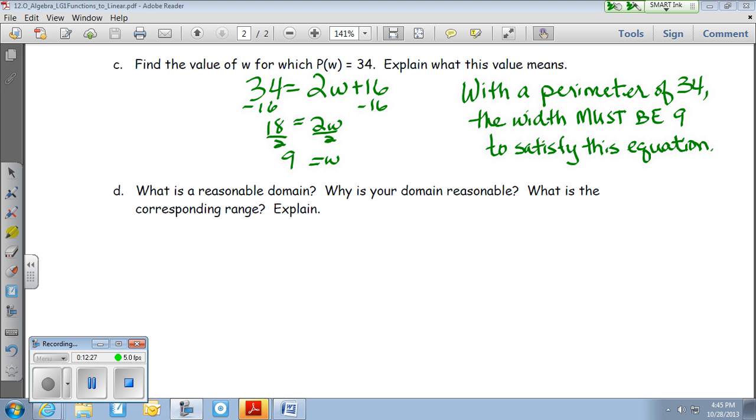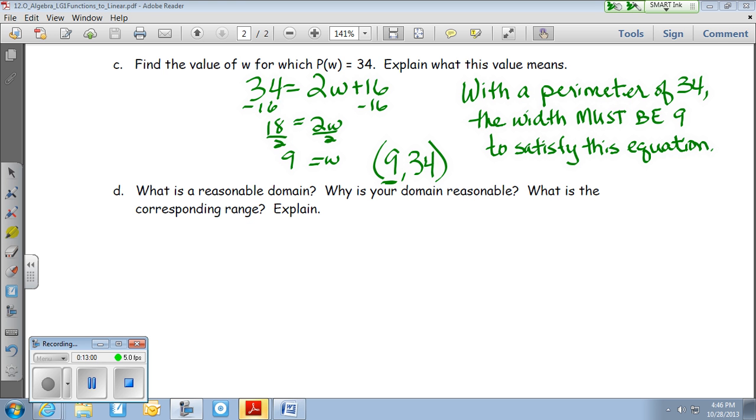So with the width of 9, when I want to explain what this value means, it simply means with a perimeter of 34, for this equation, the width must be 9 to satisfy this equation. So I'm definitely going to have a point at 9, 34. This is also a part of the function, but just understand when the perimeter is 34, the width must be 9 to satisfy that. All right, let's move on to the last one.